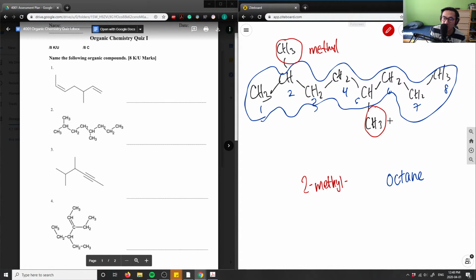And then I have another side group here. At carbon 5, I have another methyl group. So this is my answer here: 2 methyl, 5 methyl, octane.